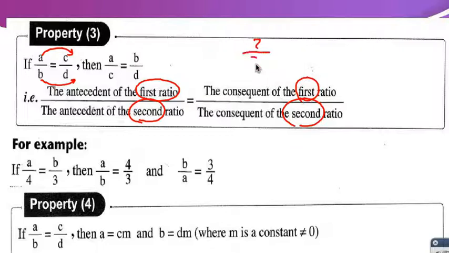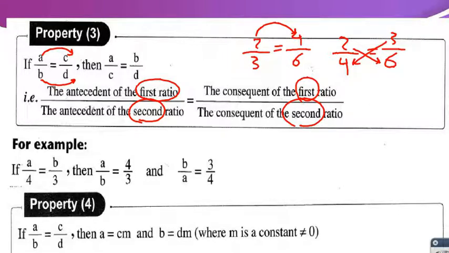If 2 over 3 equals 4 over 6, then 2 over 4 equals 3 over 6. Do you understand? 3 by 6 equals 12, 3 by 4 equals 12. Antecedent over antecedent equals consequent over consequent.